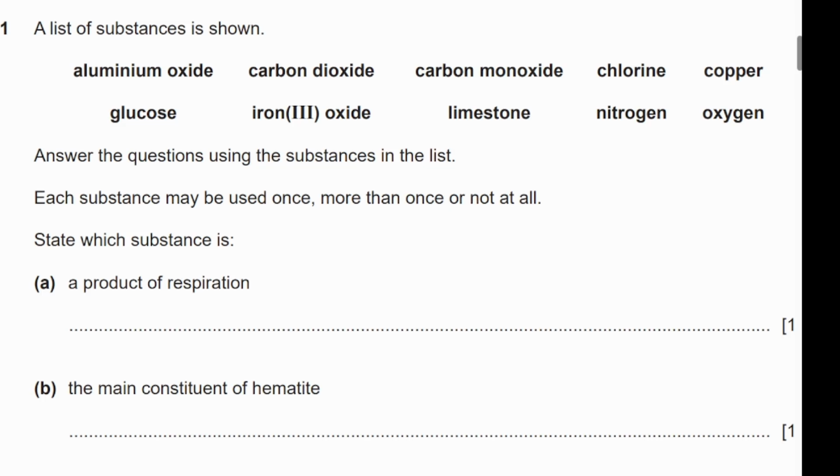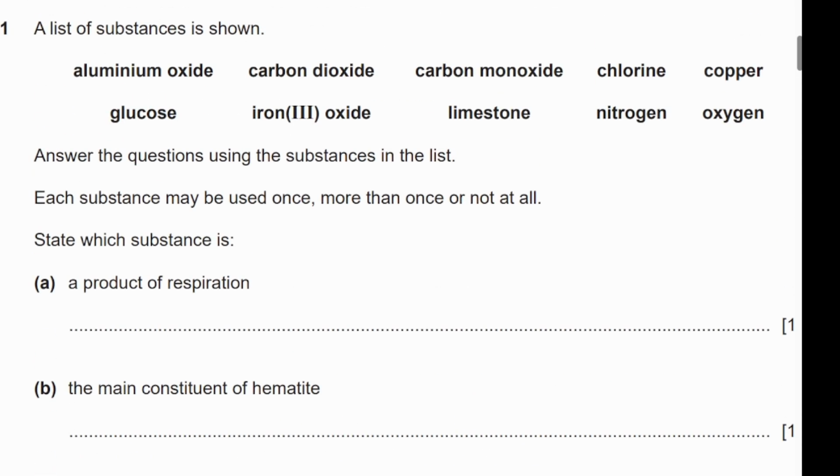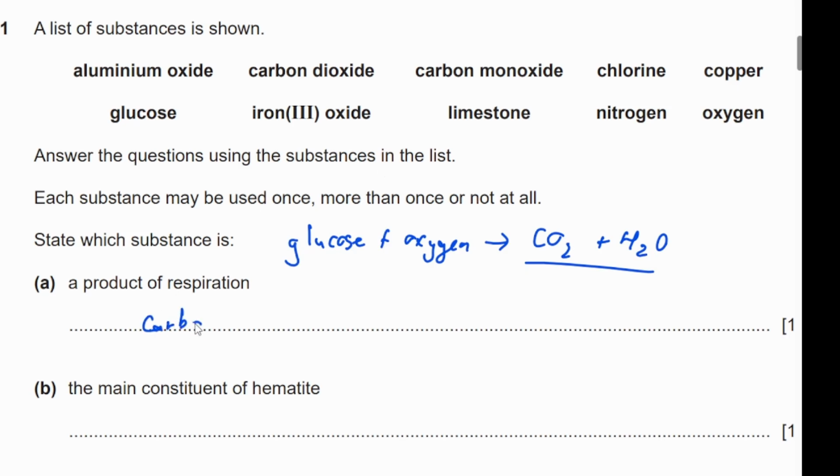Okay, so first question, state which substance is a product of respiration. Should be quite simple. Respiration is glucose plus oxygen, giving you carbon dioxide and water. Therefore, in the products, there's only carbon dioxide present in the list. So the answer has to be carbon dioxide.